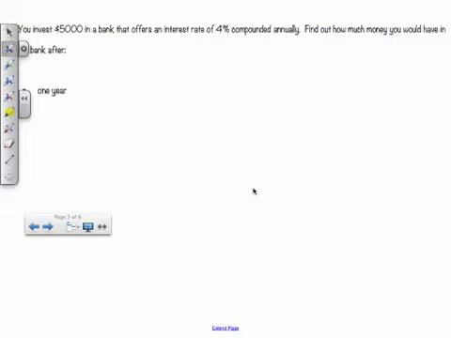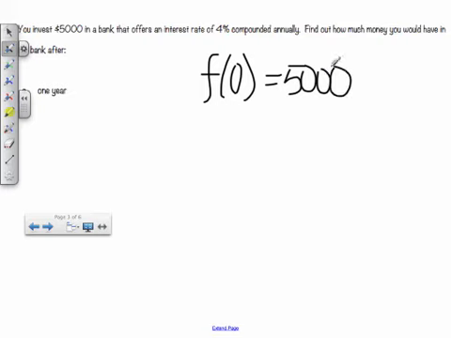All right, so this is what we need to do. In number 4, you invest $5,000 in a bank that offers an interest rate of 4% compounded annually. Find out how much money you would have in the bank after 1 year. So first of all, we know that at the beginning we have $5,000 in our bank. So right here we know that f of 0 is 5,000. Okay, and I want to figure out how much I'm adding into the bank. Now, if it's at an interest rate of 4%, that means that I just have to figure out what 4% of 5,000 is. And if you remember, 4% is just 0.04.